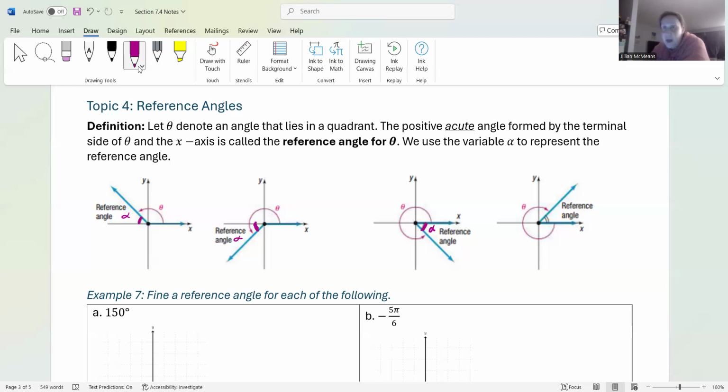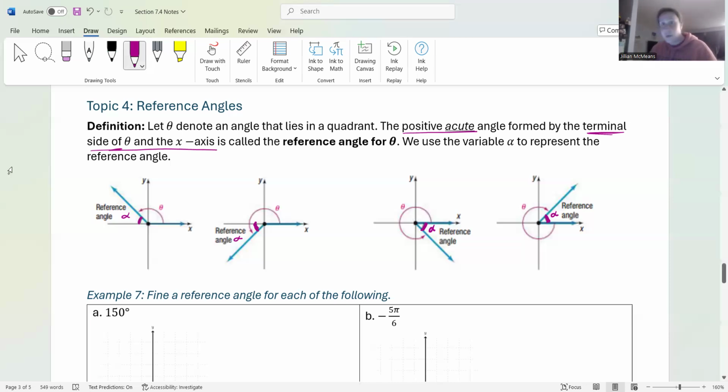And then for this last example, we have a negative angle. You can see by the direction of theta, we went in the clockwise direction, so that tells us theta is negative. We didn't quite make a full revolution. So this space between the terminal side of theta and the x-axis, that is alpha. Again, alpha is the reference angle for theta, and it is a positive acute angle formed by the terminal side of theta and the x-axis. So how much further to get to the x-axis, or how far past the x-axis did we go? And this can be really useful for us.